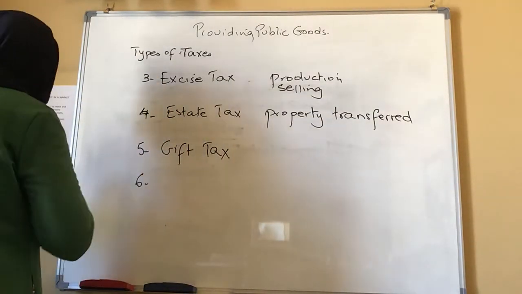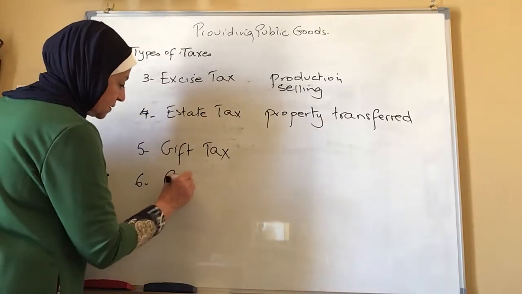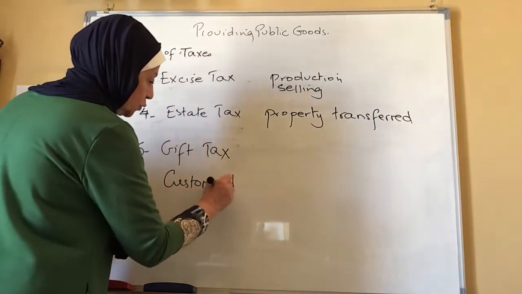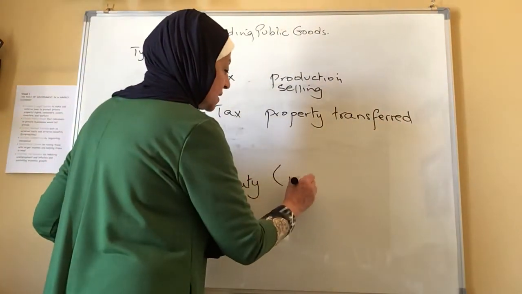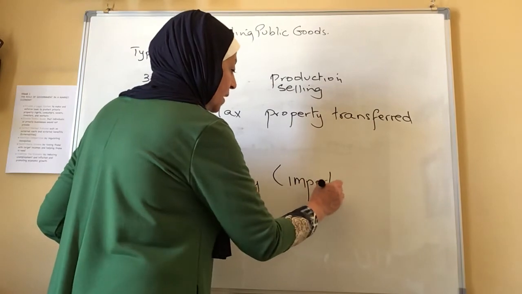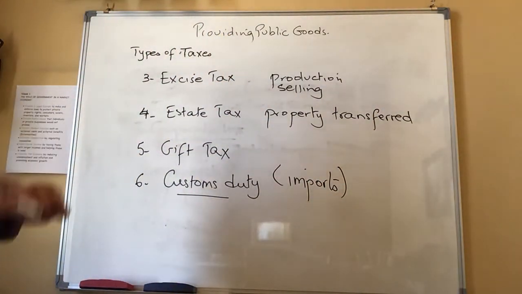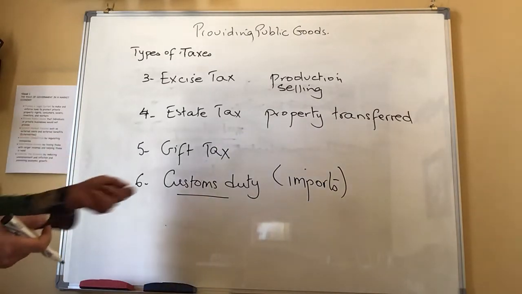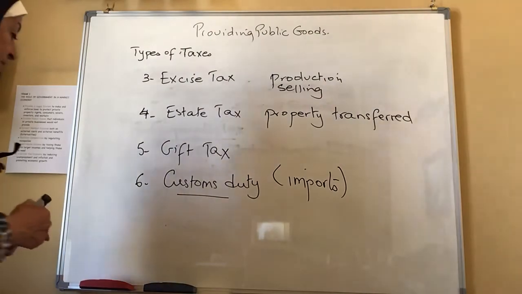Number 6 is the customs duty. Customs duty tax. And you know that the customs duty is on imports. When we buy something from another country, we pay taxes or tariffs. It's the customs duty. This is one kind of taxes.